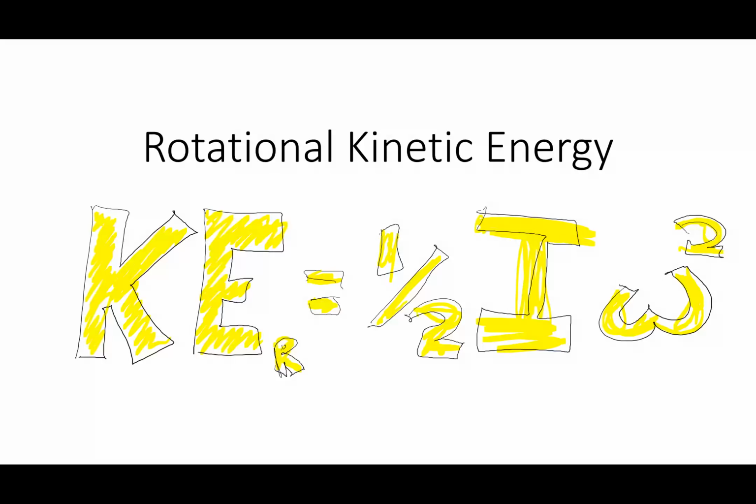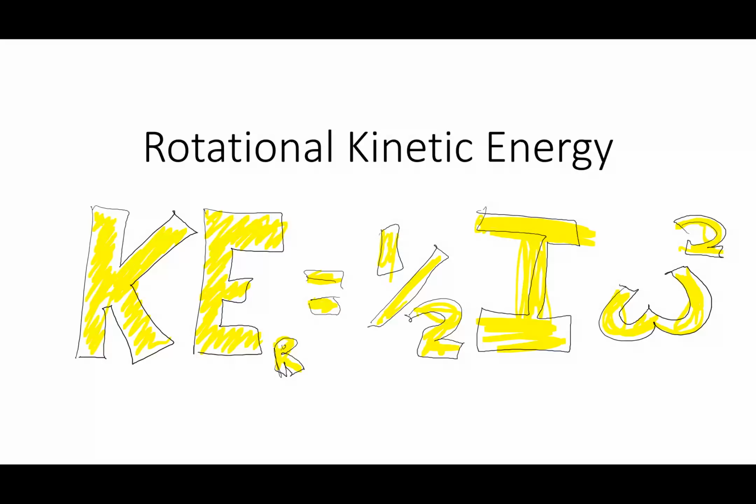All right. Rotational kinetic energy. This is the last big part of rotational motion. So KE sub r is equal to 1/2 I omega squared. Looks really similar to our last kinetic energy, 1/2 mv squared.